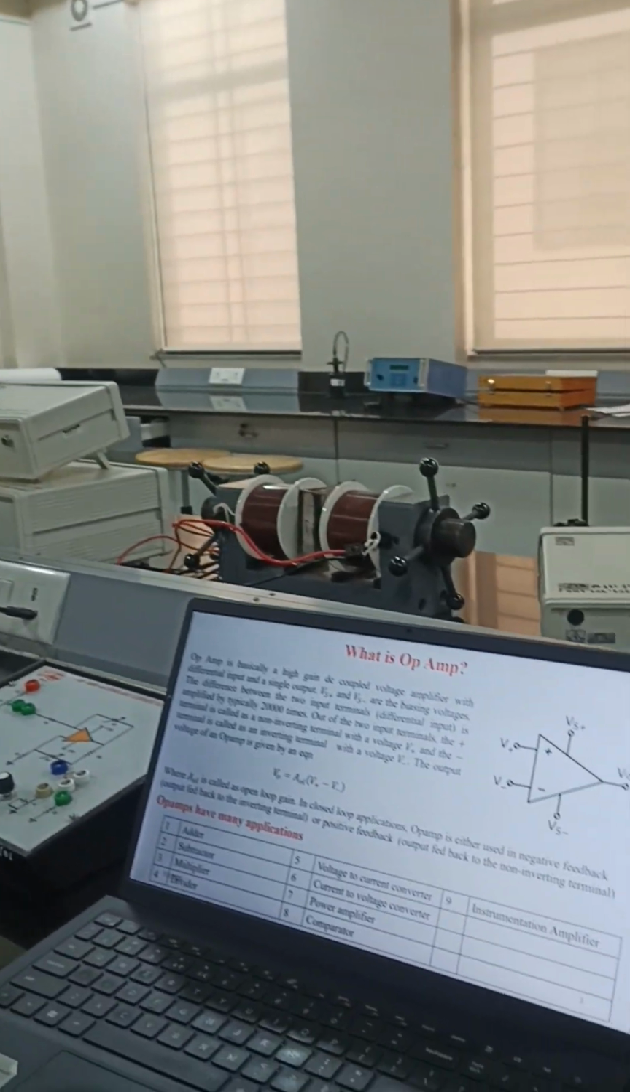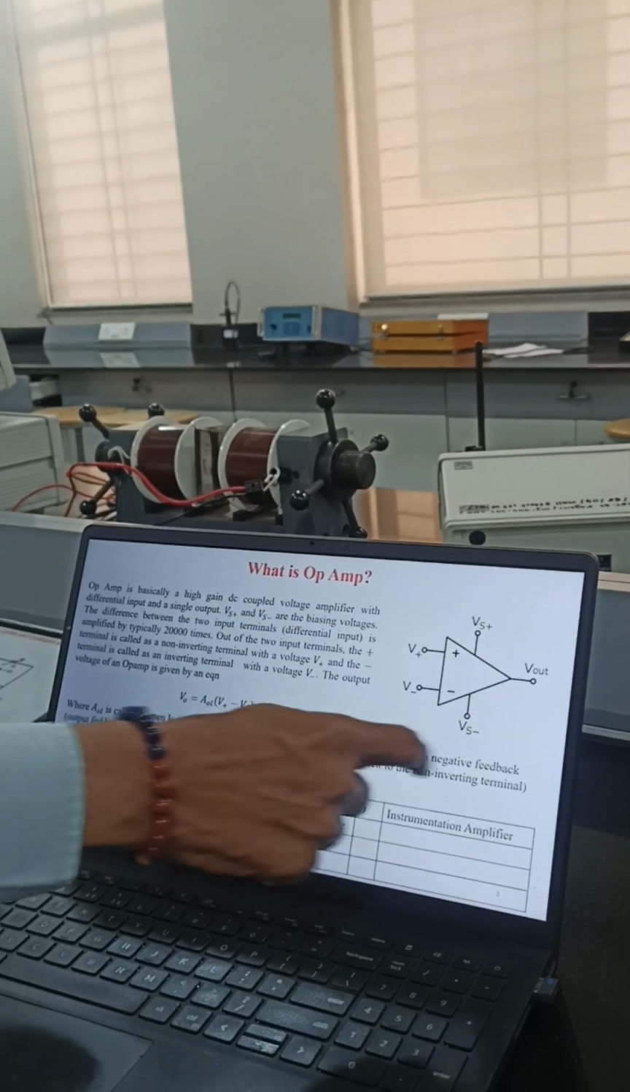Today I am going to explain one experiment, which is called OpAmp as a constant current source. That means an operational amplifier can be used to keep the current constant. Now let me explain what is exactly meant by OpAmp. This is the symbol of the OpAmp.